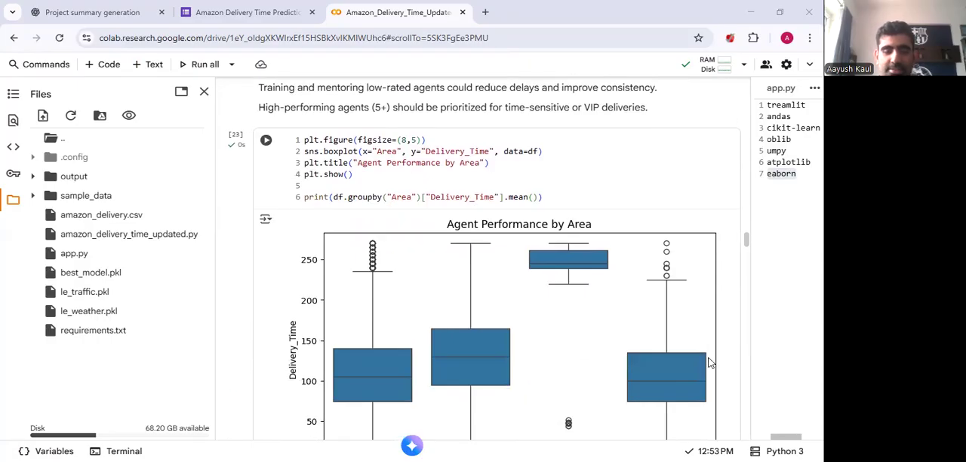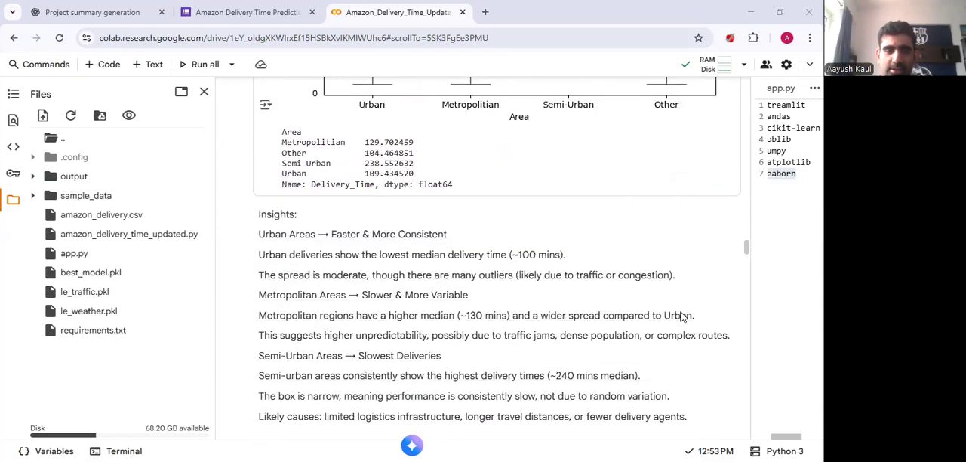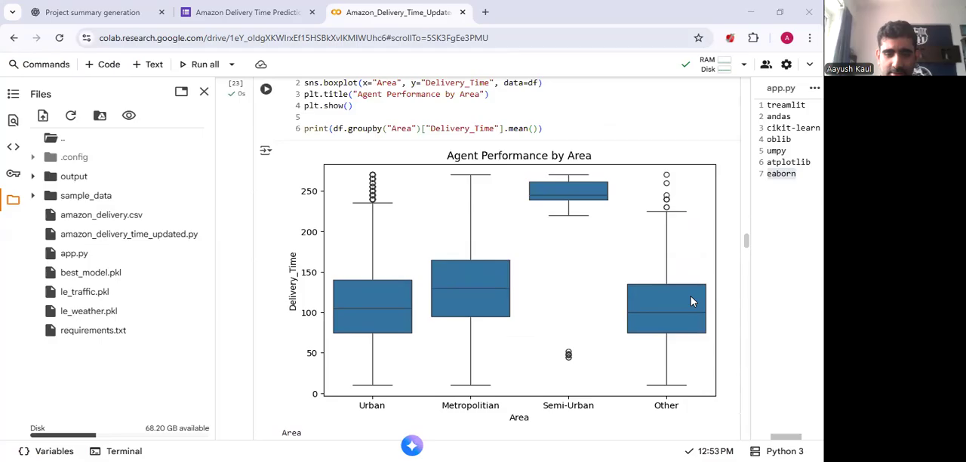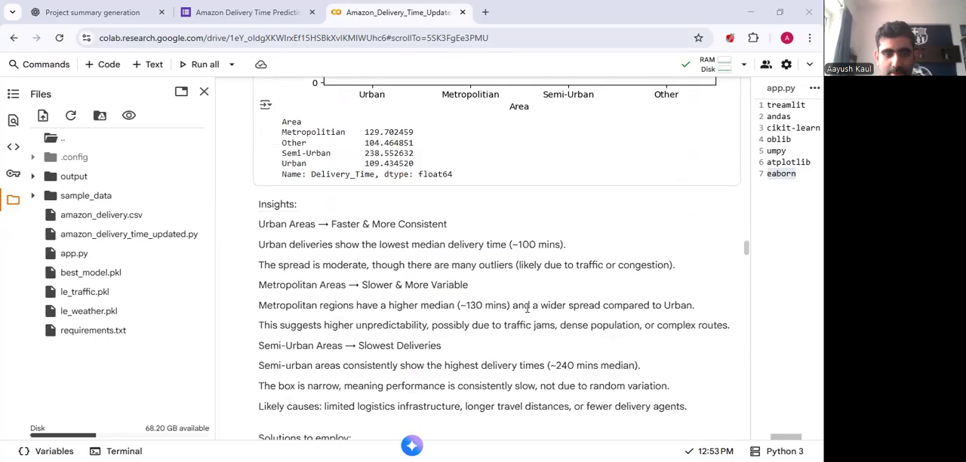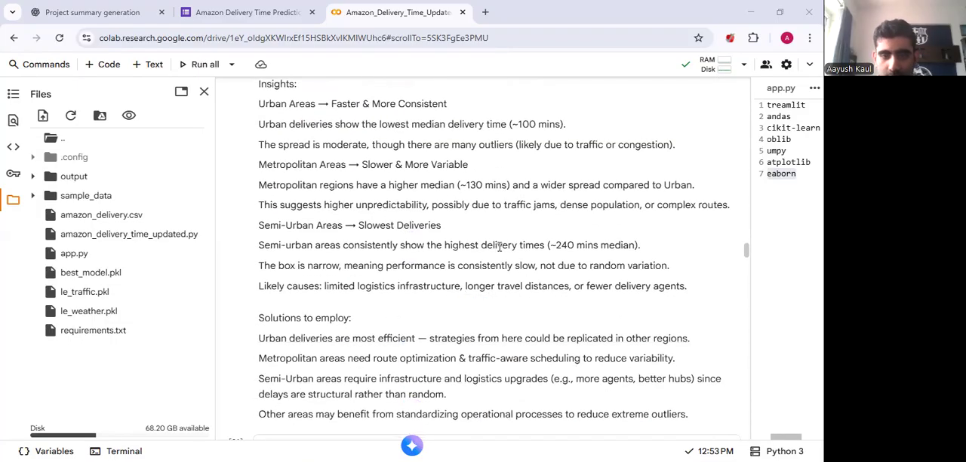Now, the next graph I made is of agent performance by area. In this graph, we can see that urban areas have faster and more consistent deliveries, and they show the lowest median delivery time of only 100 minutes. Metropolitan areas, on the other hand, show slower and more variable deliveries. Metropolitan regions have a higher median of around 130 minutes and a wider spread compared to urban, which is visible from the graph.